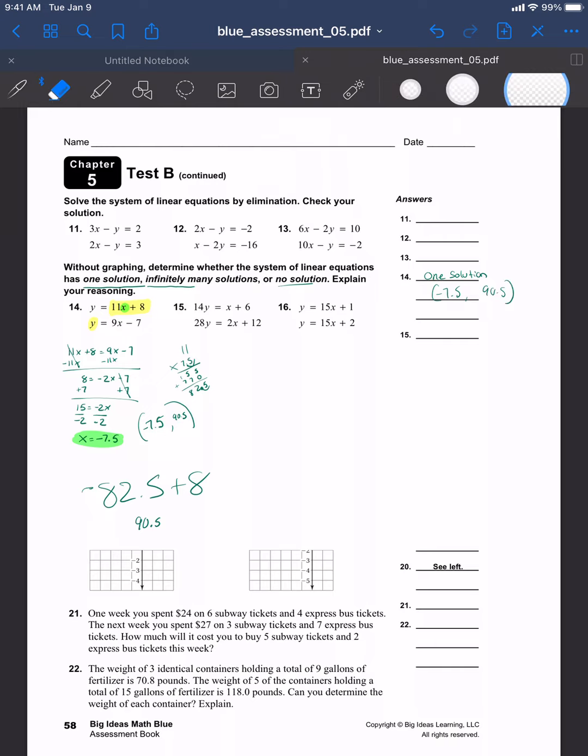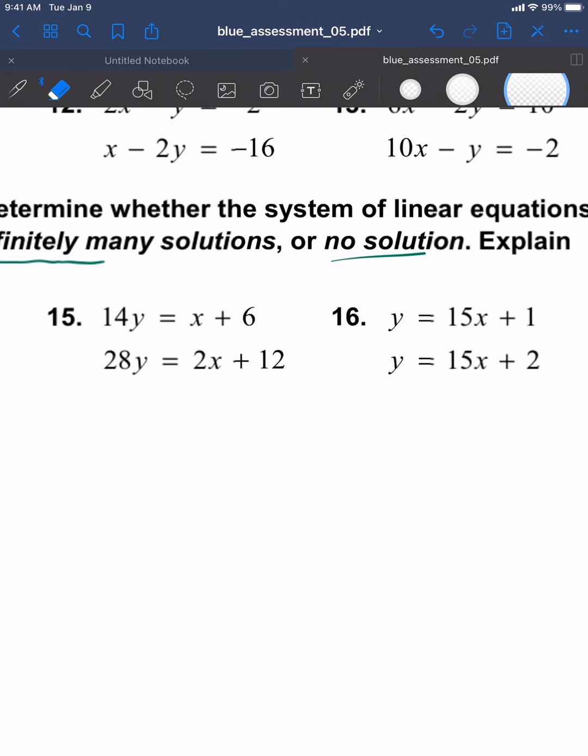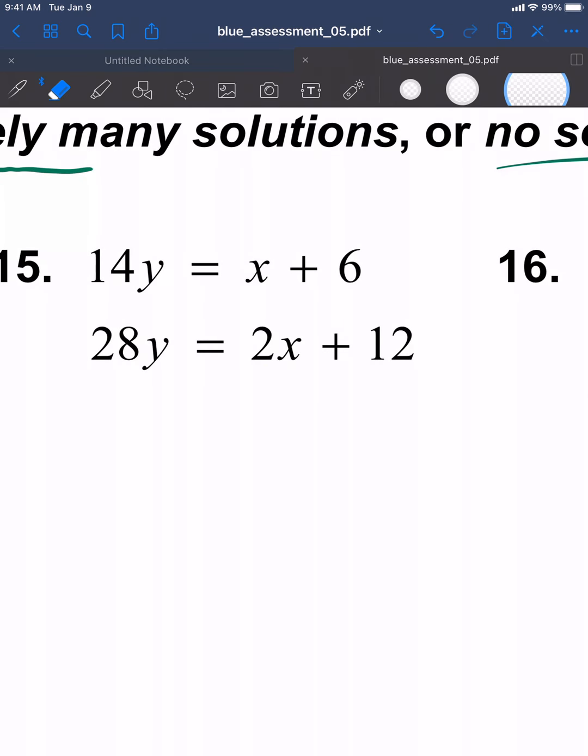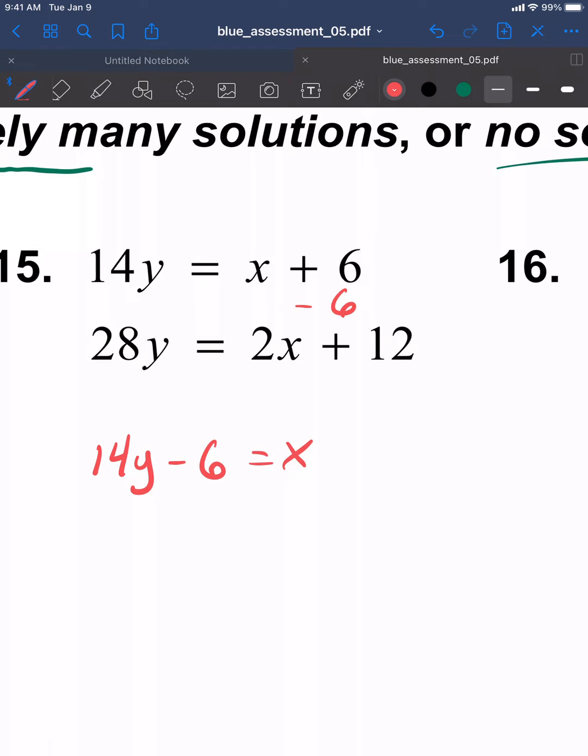Okay. Let's keep going. How about 15? I think we should get the x by itself. I was thinking y at first, but now that you said x by itself, I like that better, because I feel like that'd be so much easier. If I wanted to get this x by itself, what do I do? You would subtract the 6 from both sides. So this is going to be 14y minus 6 equals x. Now can I substitute this chunk in for x?